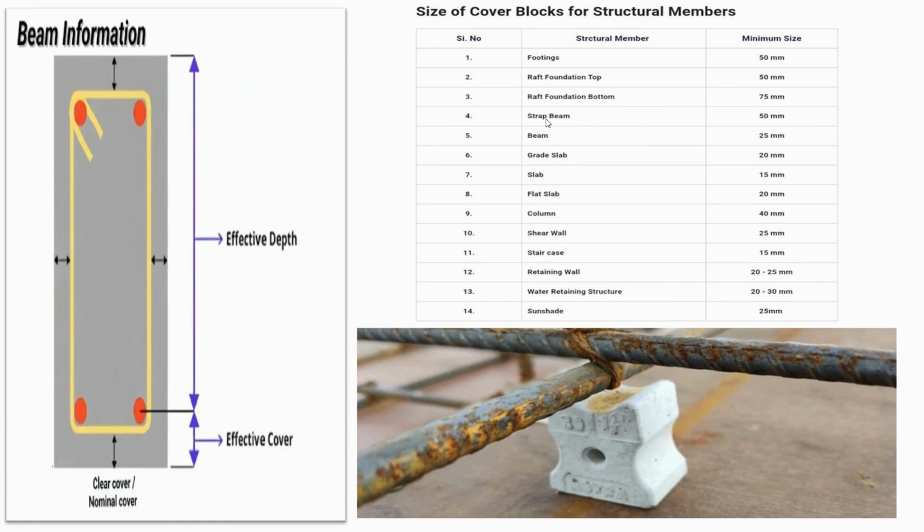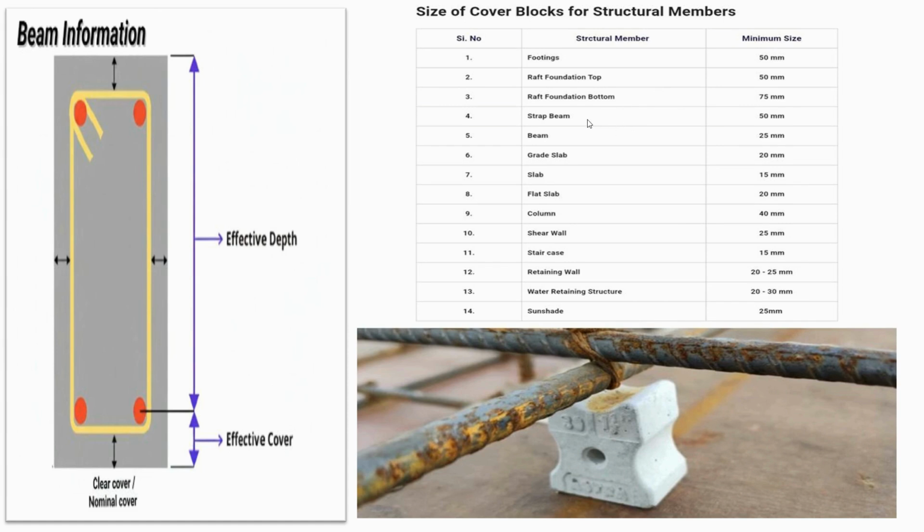For a strap beam, we are simply talking about a beam that connects two isolated footings. When two footings are too close together, you can actually link them together by a beam known as a strap beam.